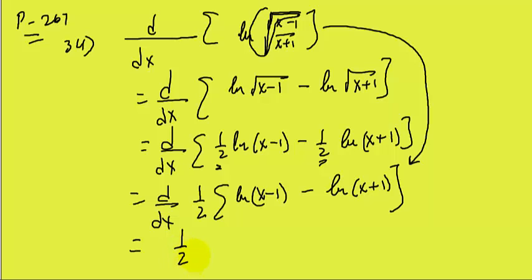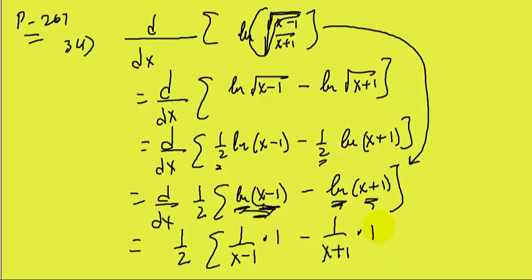1/2 is just the coefficient. Derivative of this, I'm going to go outside, which is 1 over x minus 1. That's the derivative of ln, but derivative of the inside is really 1. Minus derivative of ln is going to be 1 over x plus 1 times derivative of the inside, which is 1. And that's it. You don't have to put the 1s there. You can leave that like that.